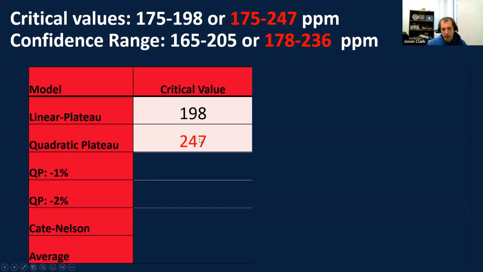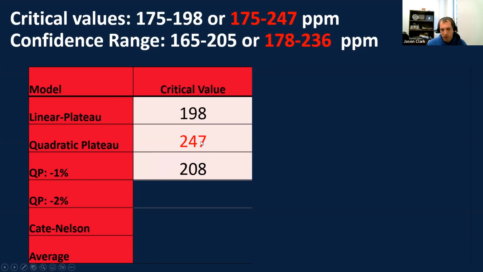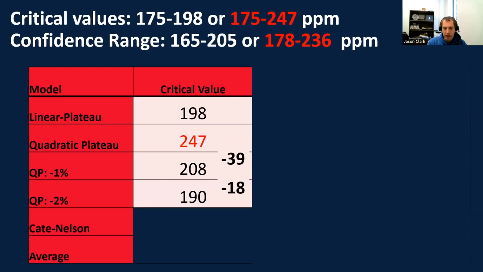And so it's 247. If we just, instead of going for 100% of what that model says, go for 99, we see that drops from a critical value of 247 to 208, which is 39 parts per million different, which is a good chunk, and it shows you how slowly that line goes up and just takes a while before it stops going up anymore. And the interesting thing, if we take off 2% of it, from there we go down to 190, and you can see in a change of 1%, we drop 39, then we only drop 18.